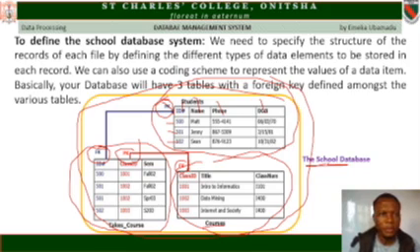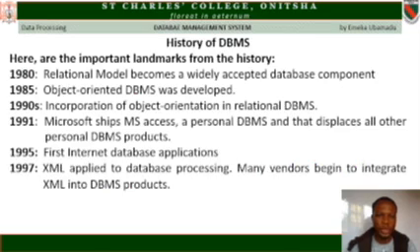Now let us look at the brief history of DBMS. Here are the important landmarks from the history. In 1990s, relational model becomes a widely accepted database component. In 1985, object-oriented database management system was developed. In 1990s, incorporation of object orientation in relational database management system was in place.